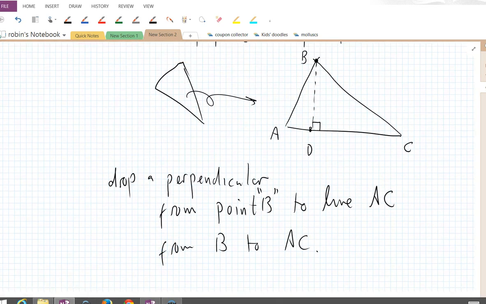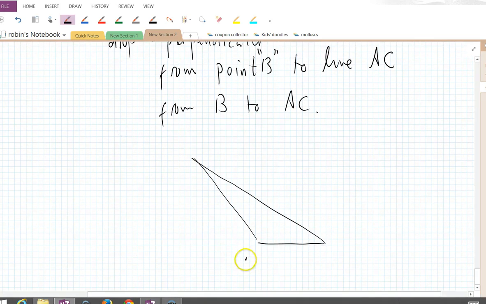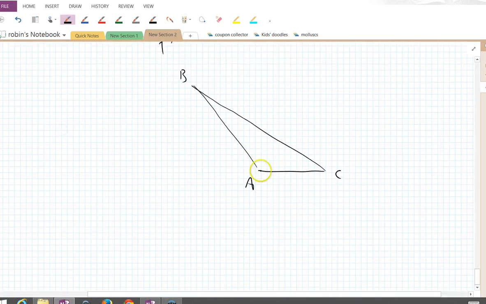If my triangle, instead of looking like that, looked like this, what were the numbers? Is A, B, C. A, B, C. Well, it's pretty obvious that you can't drop a perpendicular from B to the line AC. So the best that you can do is carry on this line along here, and then you draw this there.